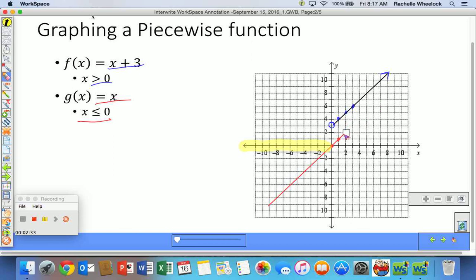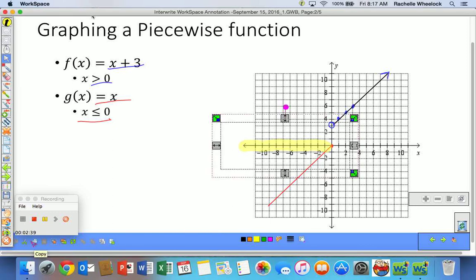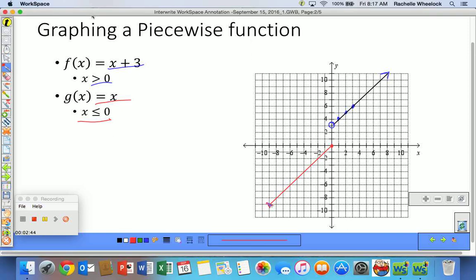Now proper notation writes it as one function with one name, f of x, and then the letter doesn't really matter. It could be g, it could be h. We use a large curly brace, and we put the first function, x plus 3, if, and then we write our domain, x is greater than 0. Sometimes it'll say when instead of if, and sometimes it will just have a comma. And then our second function, x, if x is less than or equal to 0. So this is our proper notation for piecewise functions.